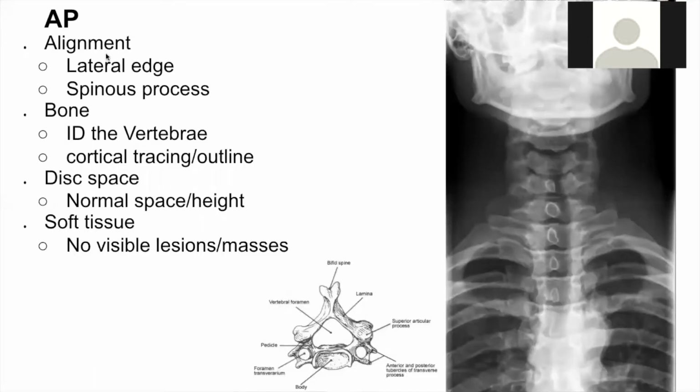So AP anterior posterior, we're going to start with alignment. First, we're going to look at the lateral edges of the C-spine. They need to be nice and aligned here and right here. And you have to make sure the spinous process is aligned. So annotate just a little bit. So C-spine, that's a nice curve and aligned. And spinous processes are aligned.